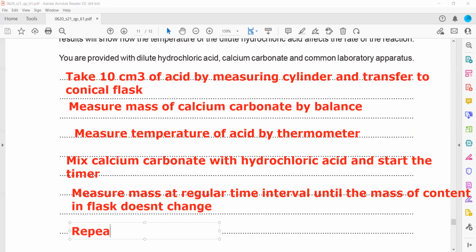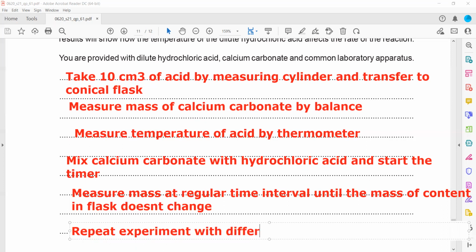And the last part: how do we present our result, how do we know which reaction is faster and which is slower? We can plot a graph between mass and time, and the one which is steeper.